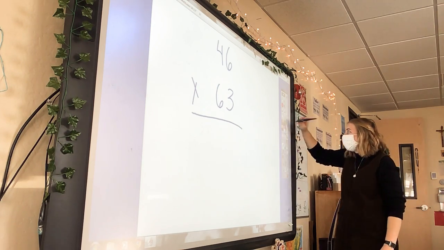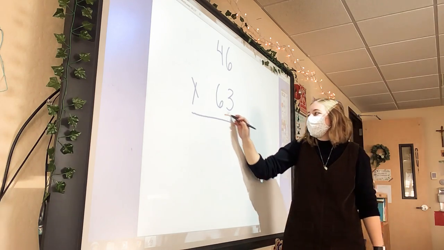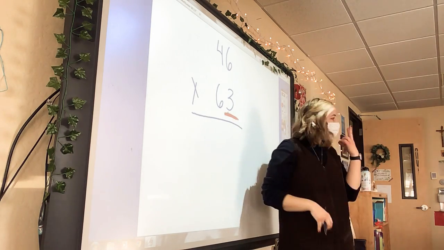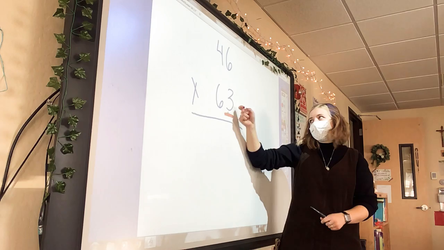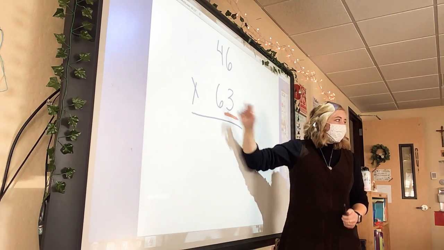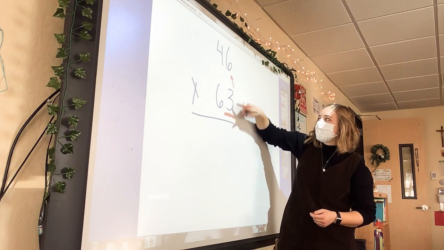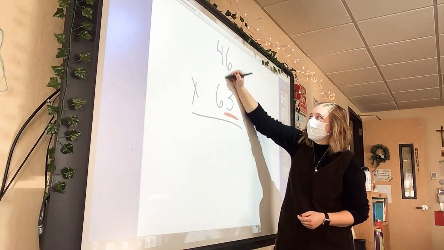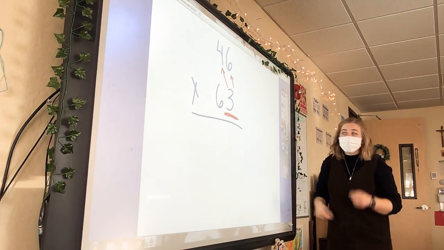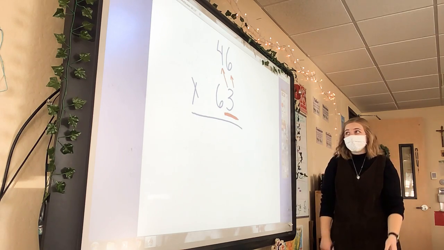So I start first with what's in the ones place in my second factor, okay? So this is my second factor. I start with what's in the ones place, and I multiply that by everything on top, okay? So 3 multiplies the 6, 3 multiplies the 4, okay? Everybody got that? Yeah. Okay.